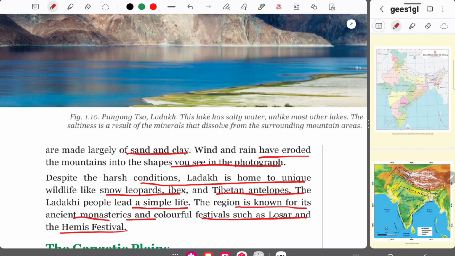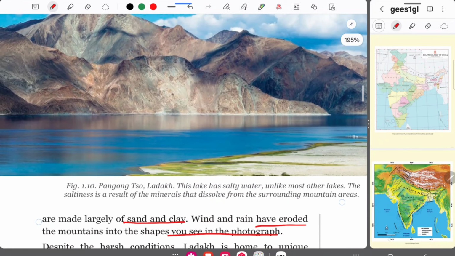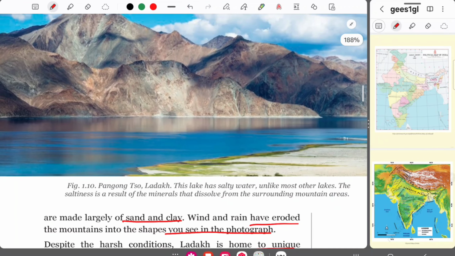So now let us refer to the image first. Let us see this beautiful image which is given of the Pangong Tso Lake. The Pangong Tso in Ladakh, the lake has salty water. Unlike most other lakes, the saltiness is a result of the minerals that dissolve from the surrounding mountain area.